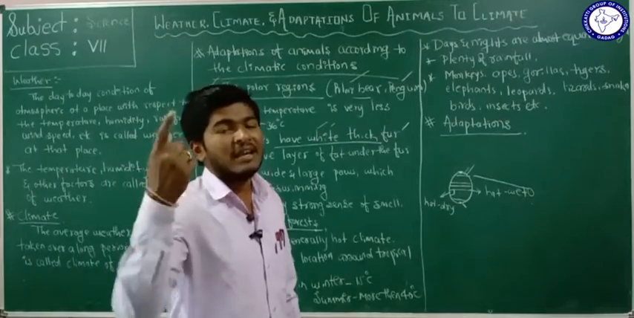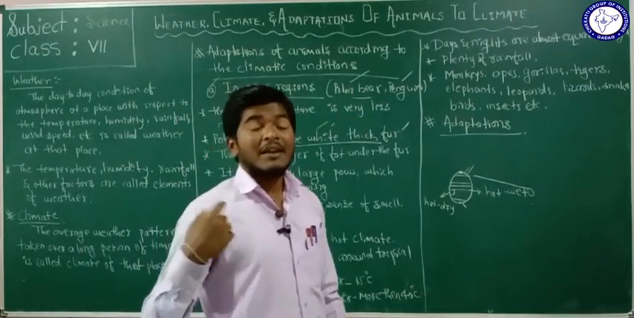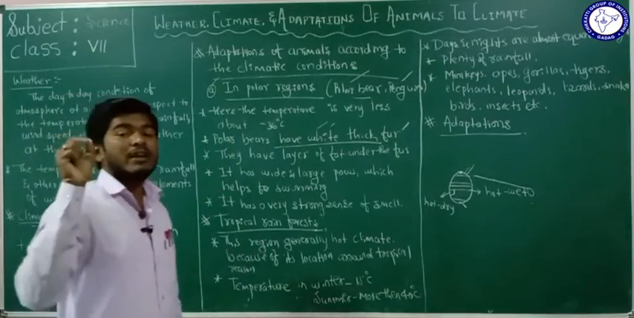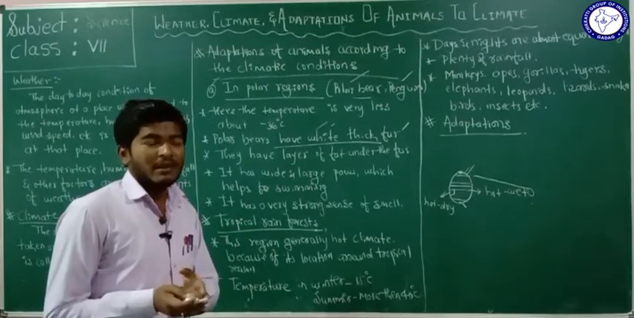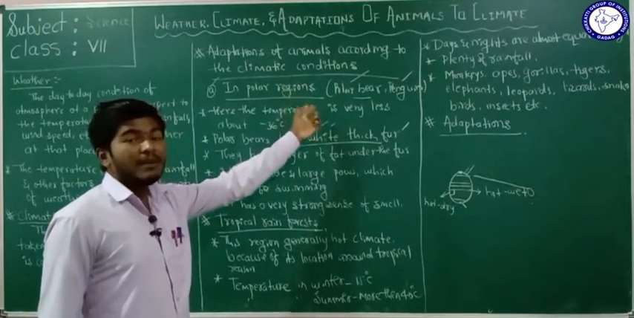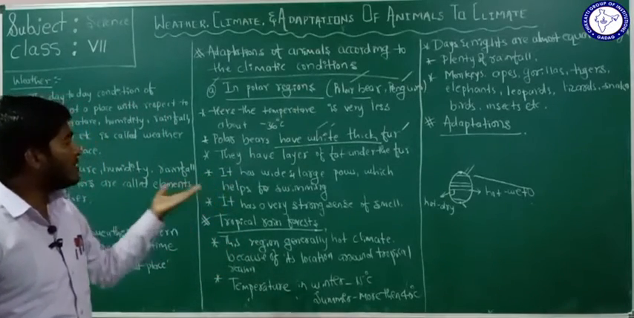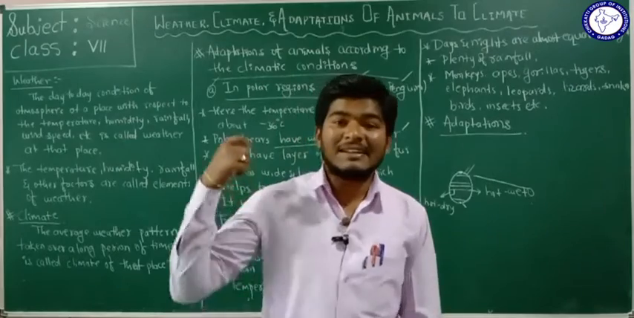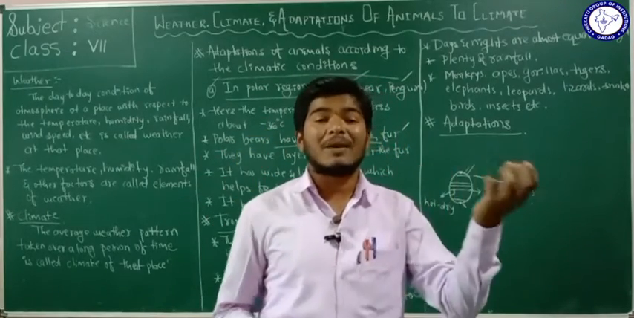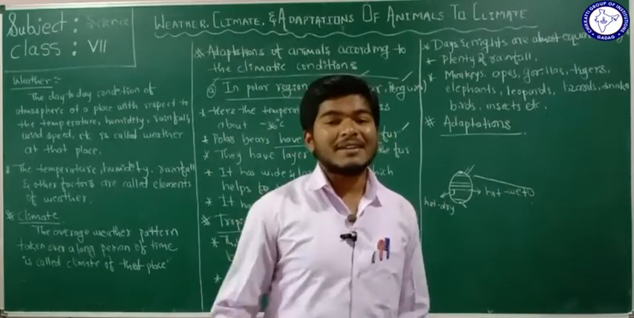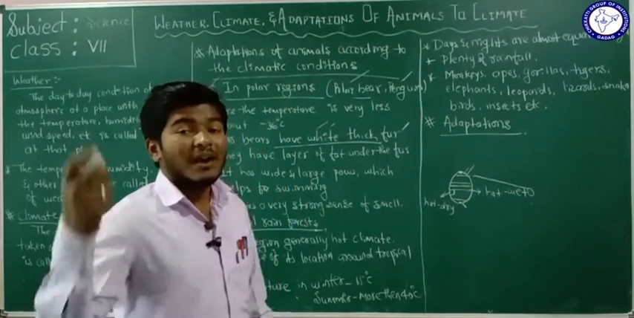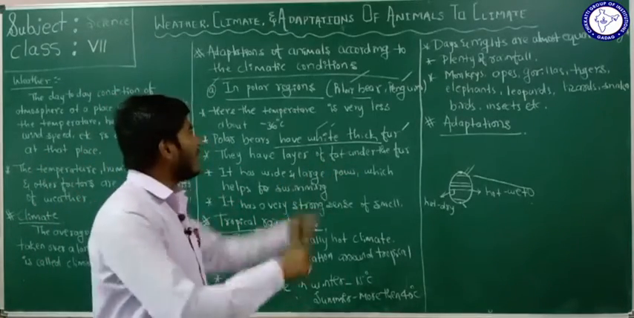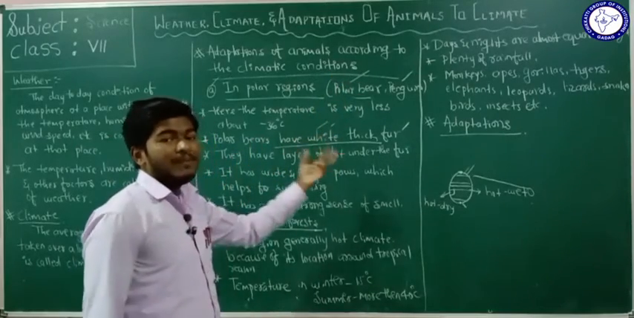Another adaptation of the polar bear is that under the fur a thick layer of fat is present. You have to remember that fat is a good insulator and it keeps the body warm. Therefore, it is another adaptation which the polar bear has. And it has wide and large paws which help for swimming. In some conditions it has to swim, so for swimming purposes it has wide large paws, which are helpful for swimming in the polar regions.